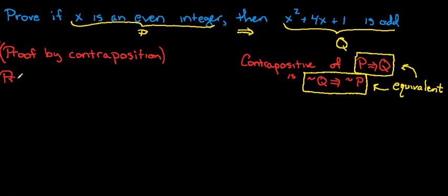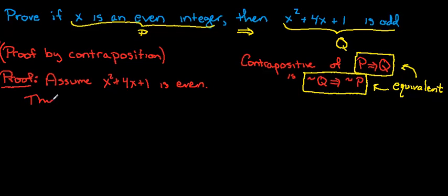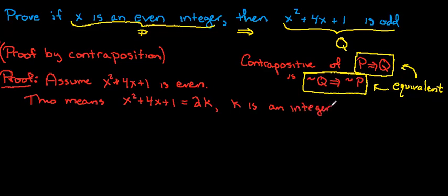Let's begin our proof. When you start a proof, begin with the word proof so that the reader knows your proof is starting, and then lay down your assumptions. So in this case, we'll assume not q. We'll assume x squared plus 4x plus 1 is even. Okay, so let's squeeze out some information from this. This means that x squared plus 4x plus 1 looks like 2k for some integer k. Okay, so far so good.